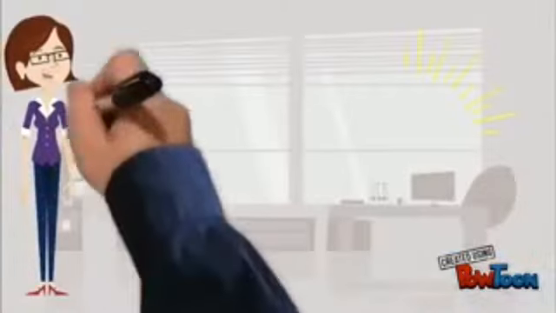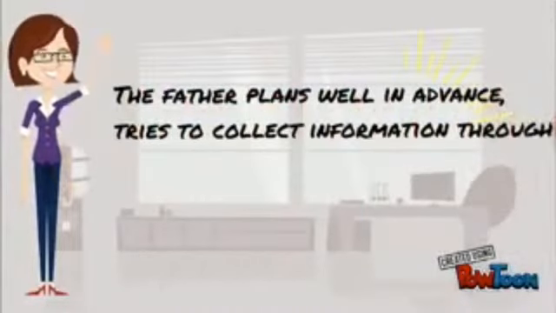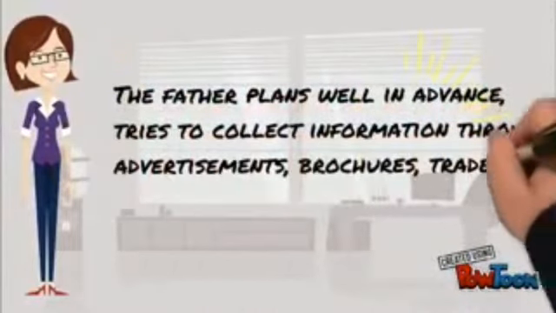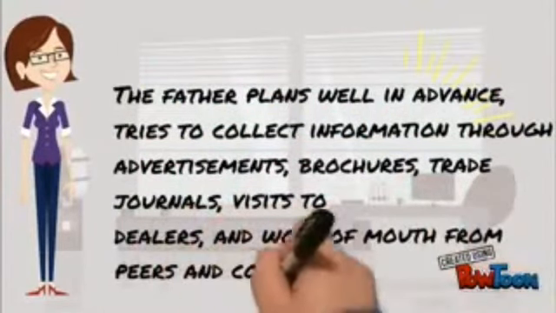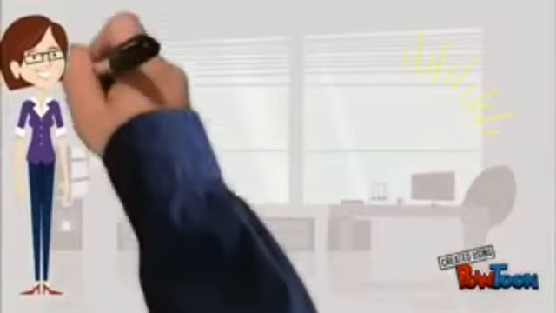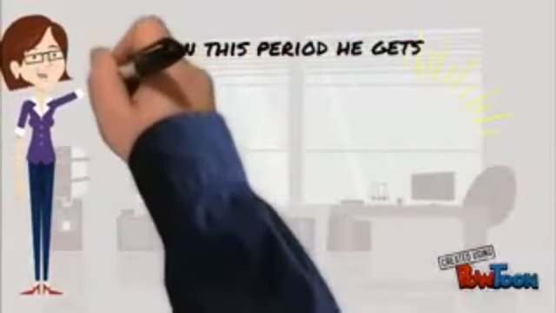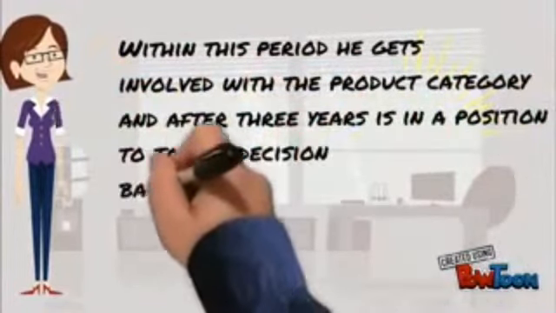The father plans well in advance, tries to collect information through advertisements, brochures, trade journals, visits to dealers, and word of mouth from peers and colleagues. Within this period, he gets involved with the product category and after 3 years is in a position to take a decision based on the facts that he has.